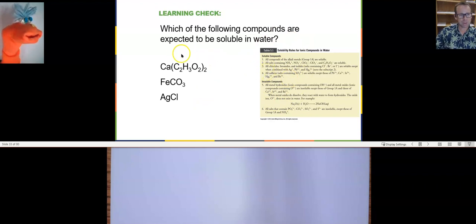Fred, what do you think? Is the first one going to be soluble? Yeah, that's an acetate, right? That's right. That's an acetate salt. Acetate salts are always soluble. Very good. Rule 2 says that.